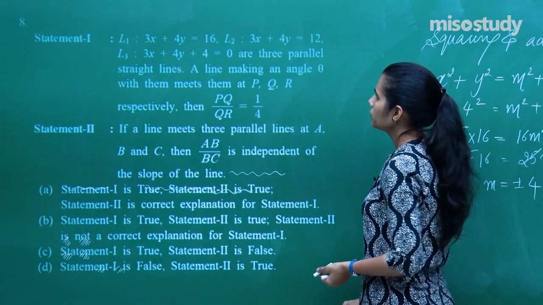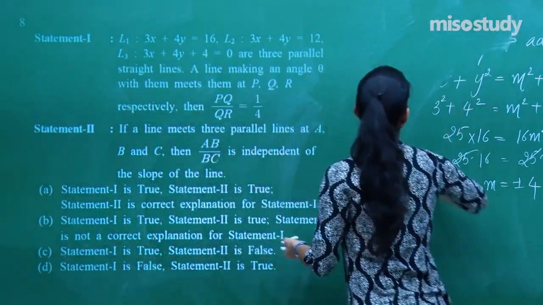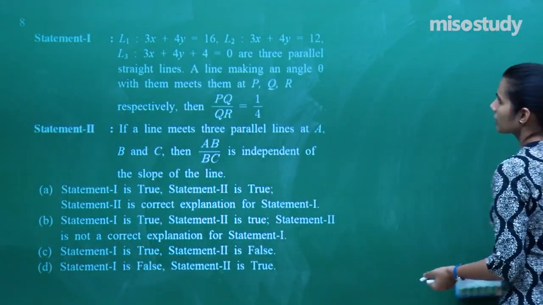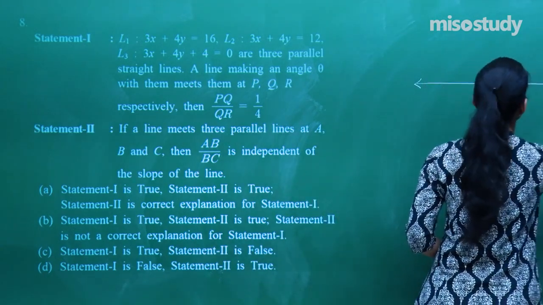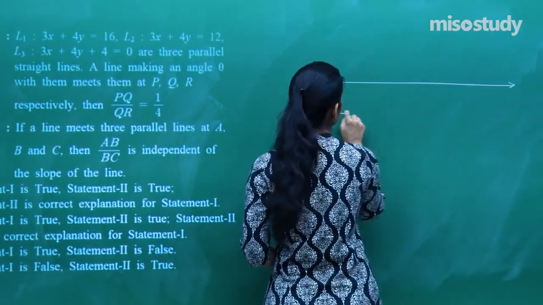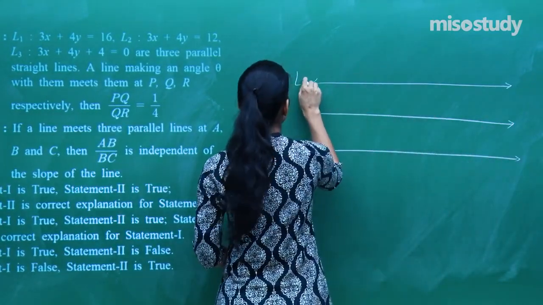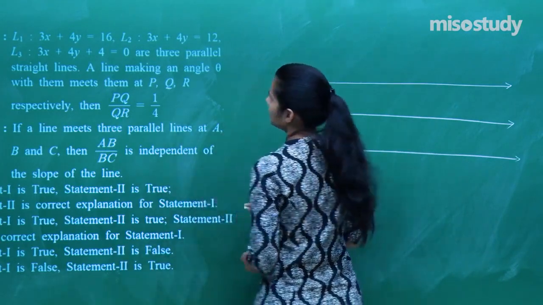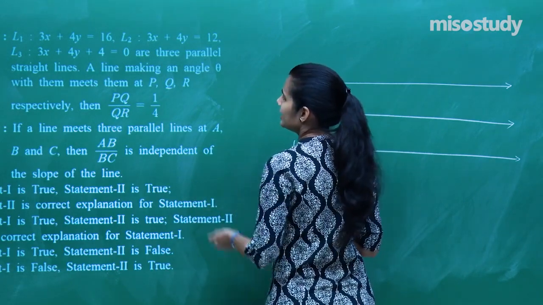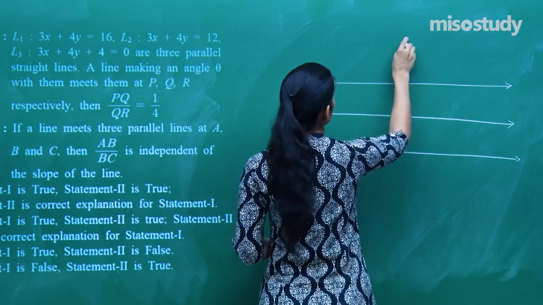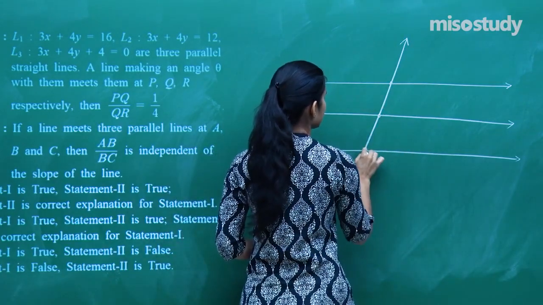Moving to the next one, we have a statement 1 and a statement 2. What is it saying? Let's try to understand. There is line L1, line L2 and line L3. L1, L2, L3, they are all three parallel lines. A line makes an angle of theta with them and intersects them at P, Q, R respectively. So clearly there is some line which is intersecting these lines.